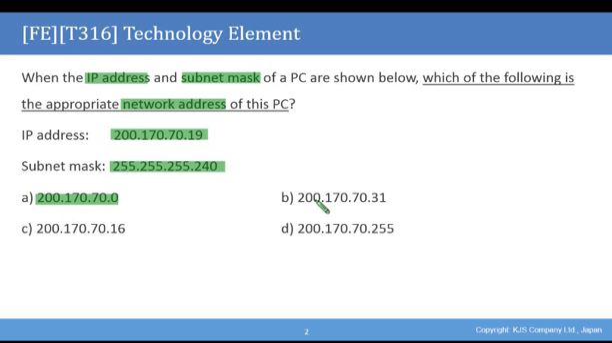A, 200.170.70.0, B, 200.170.70.31, C, 200.170.70.16, or finally D, 200.170.70.255.